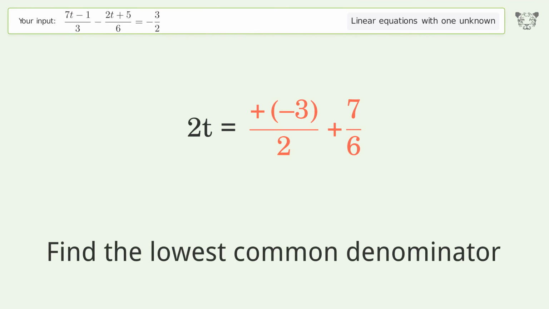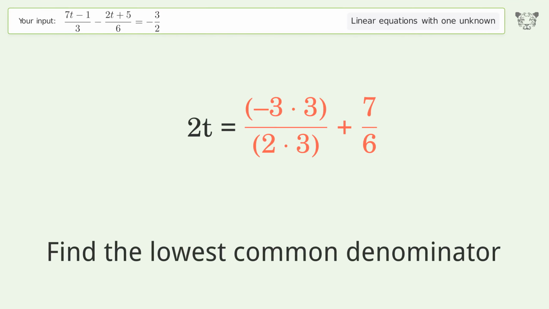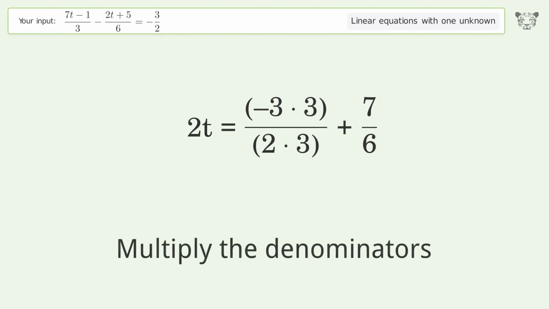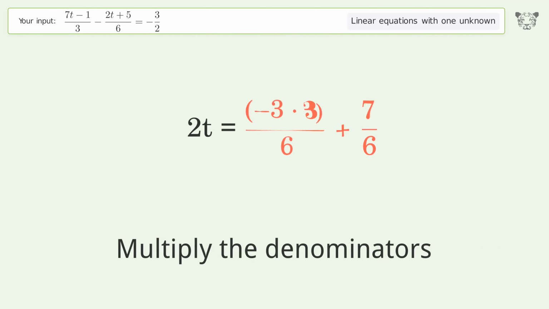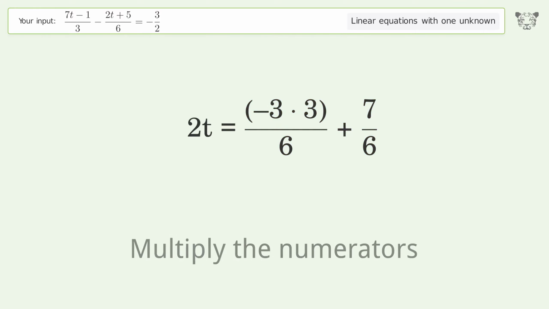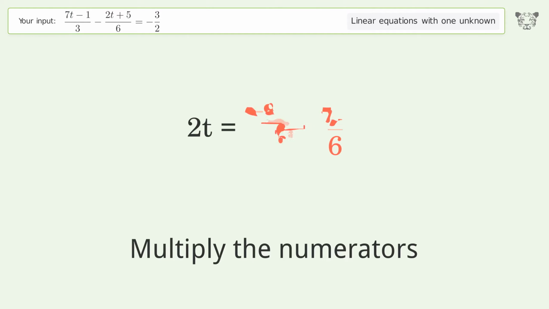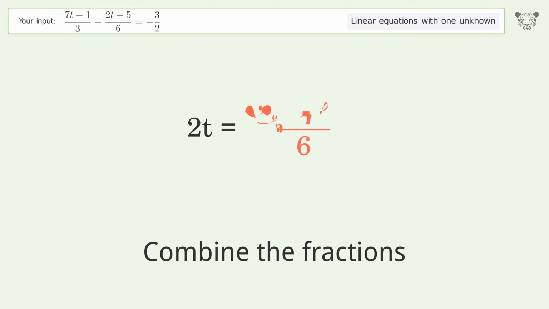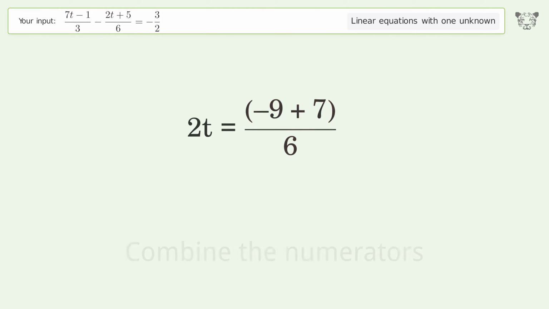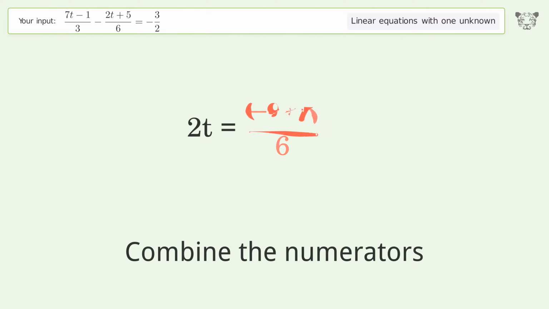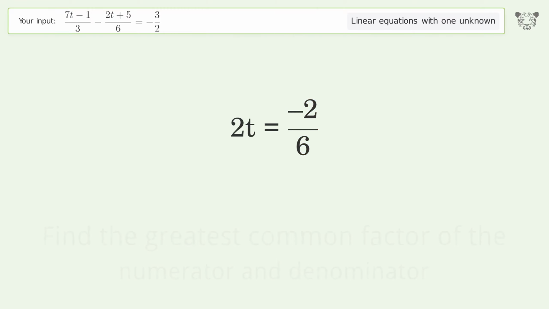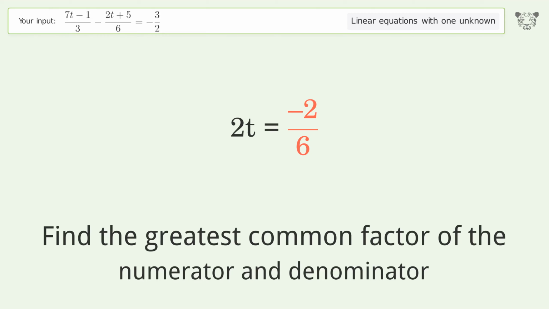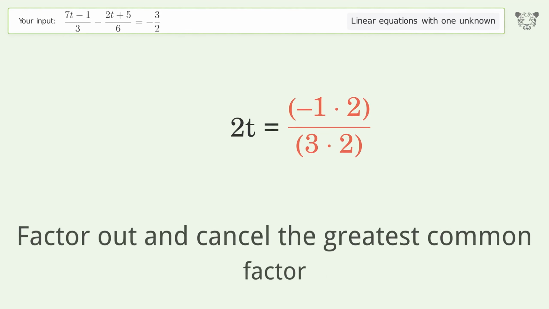Find the lowest common denominator. Multiply the denominators. Multiply the numerators. Combine the fractions. Combine the numerators. Find the greatest common factor of the numerator and denominator. Factor out and cancel the greatest common factor.